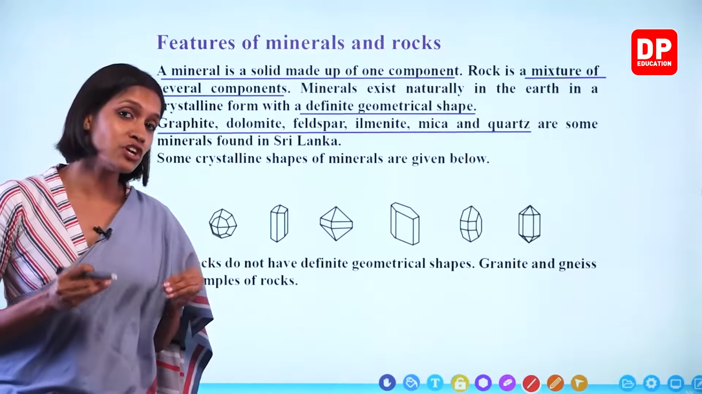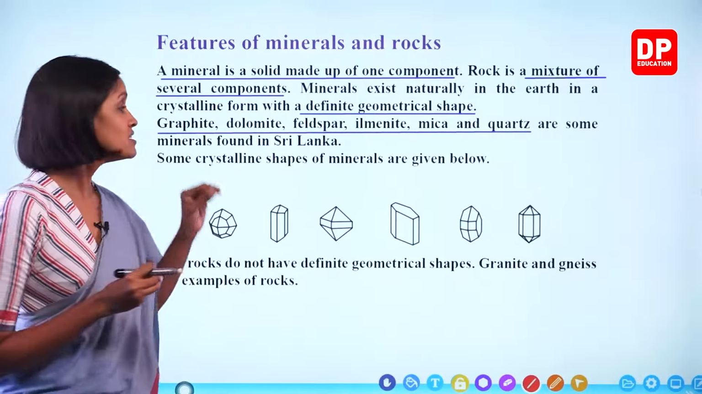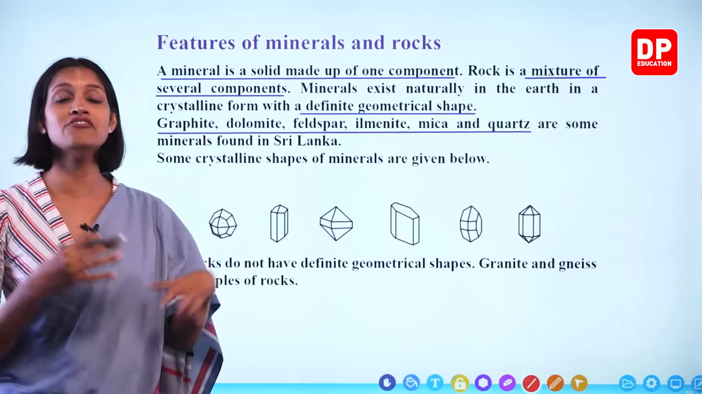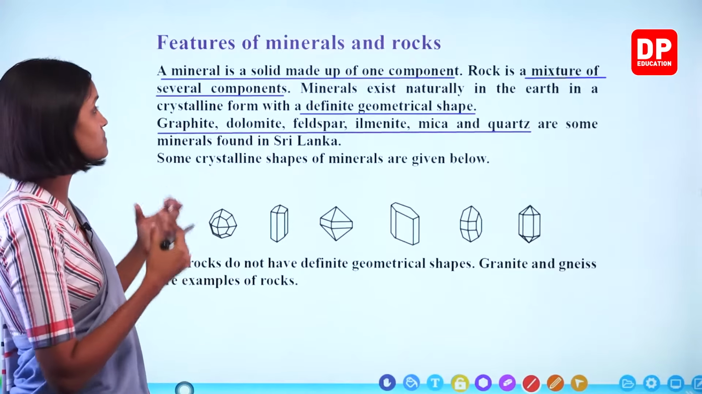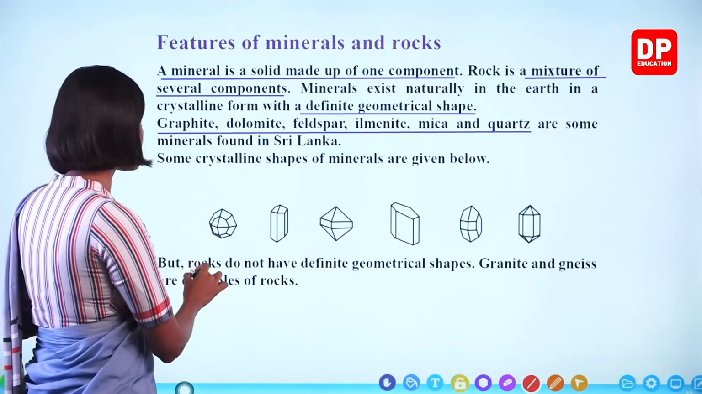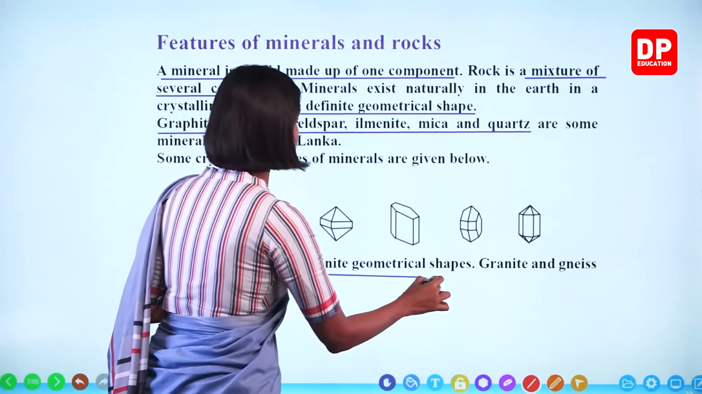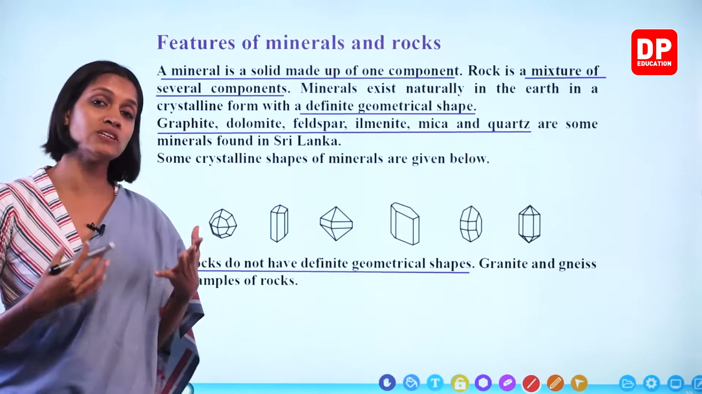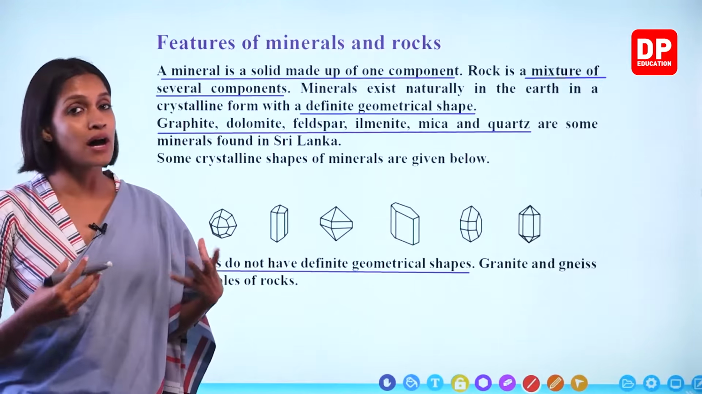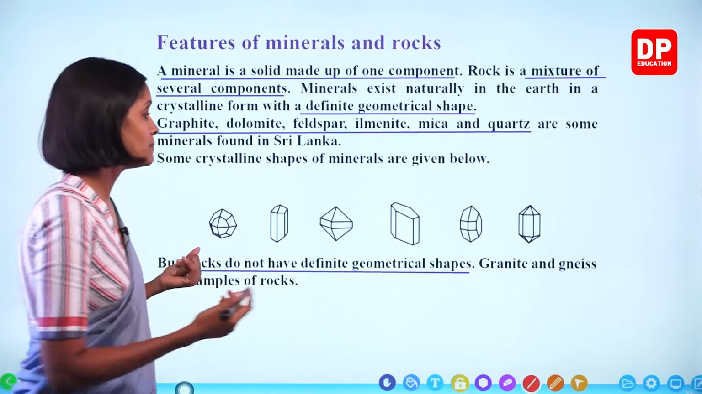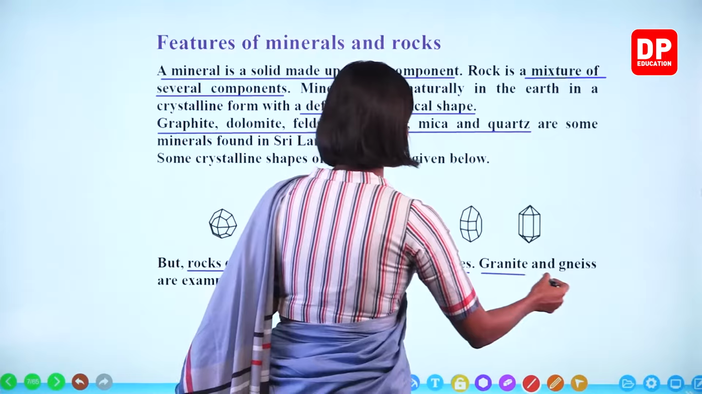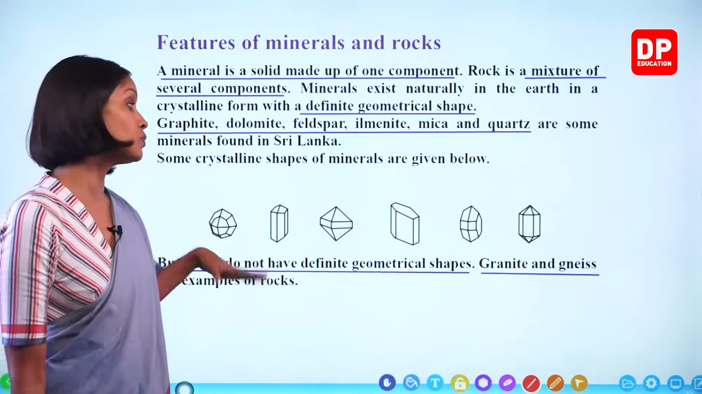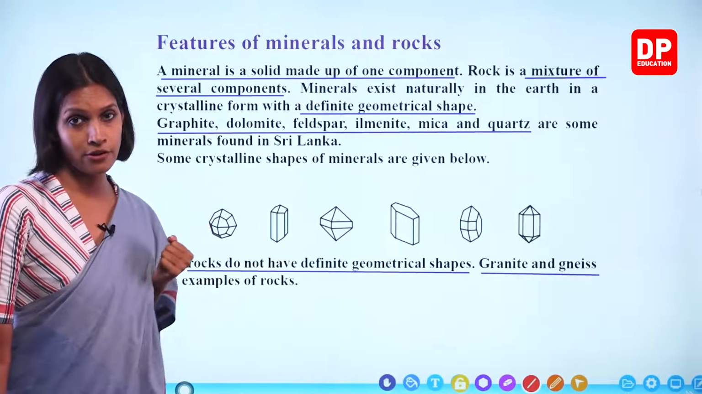But when you consider rocks, they don't have a specific geometrical shape because they are made by combining different types of minerals, different types of substances, right? Rocks do not have definite geometrical shapes. There are examples for rocks as well, granite, gneiss, marbles, limestones, okay? Granite and gneiss are examples of rocks. We are going to learn more examples next.